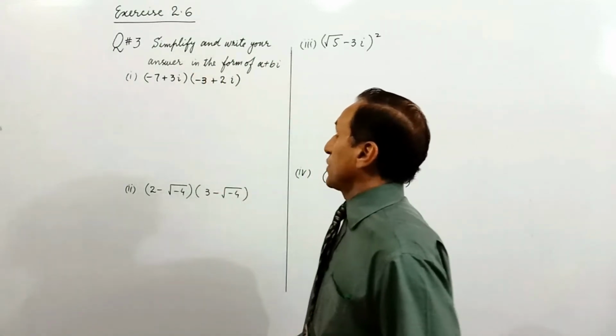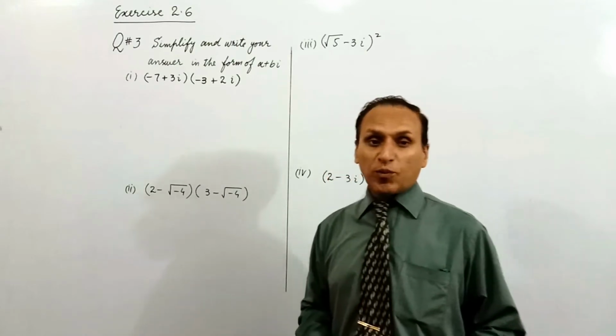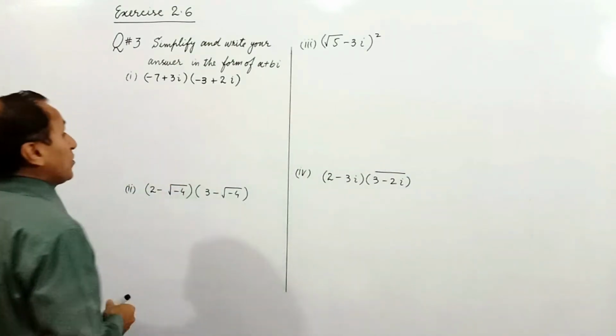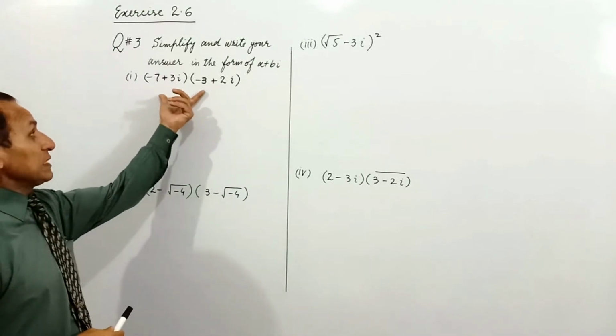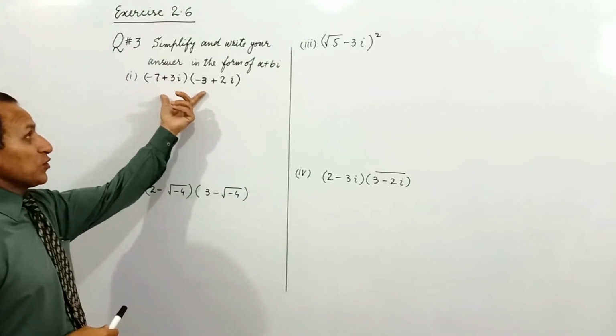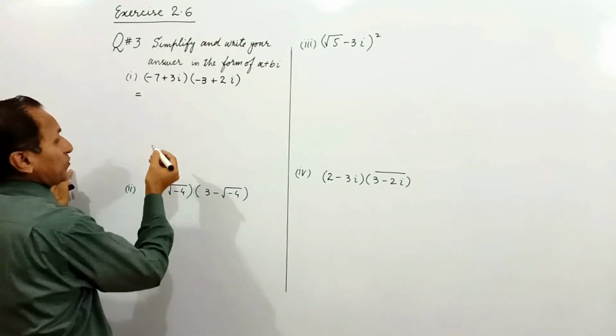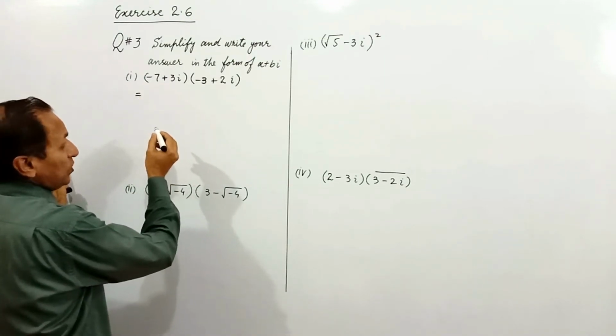Now we do question number 3, in which we are required to simplify and write the answer in the form of a plus b iota, the standard form of a complex number. Let's begin with part 1. In part 1 we learn how to find the product of two complex numbers. It is very simple. It is the basic principle of the multiplication of two algebraic expressions.